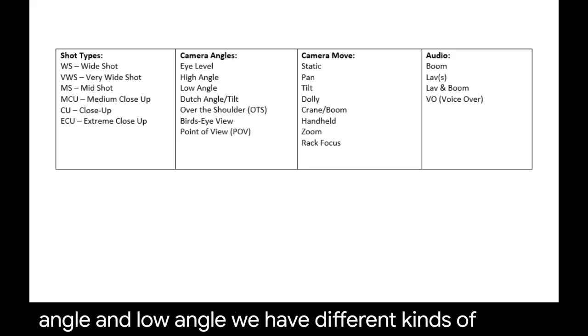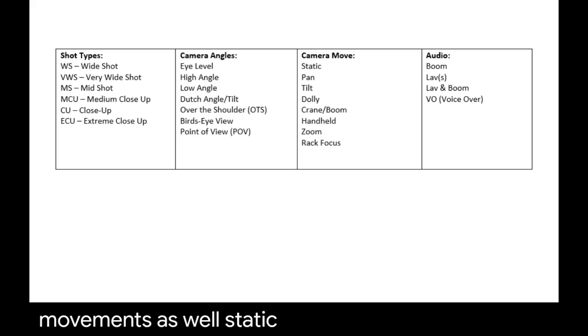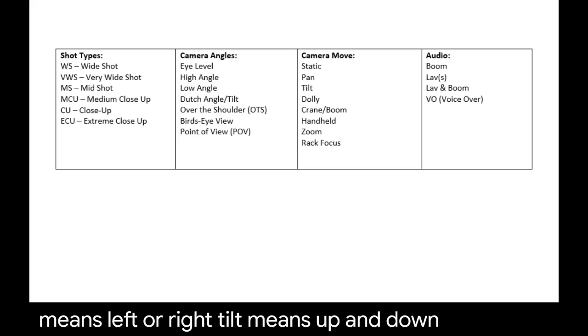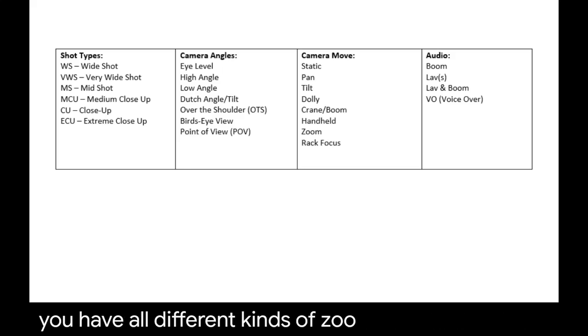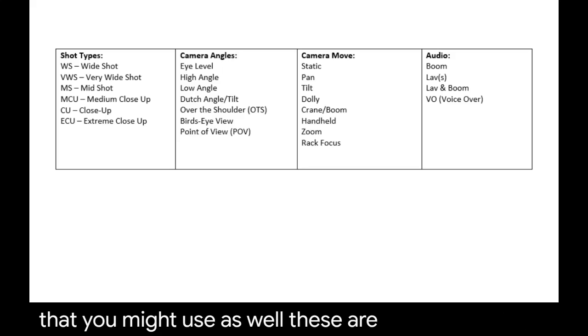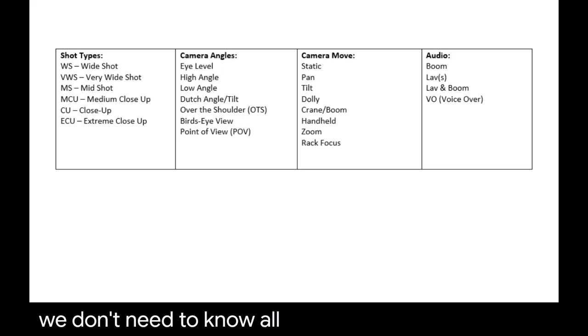We have different kinds of movements as well. Static means no movement, a pan means left or right, tilt means up and down. And then you have all different kinds of zooms or rack focuses that you might use as well. These are all very technical. We don't need to know all of these right now. I'm just showing you the amount of description that's going to go into your shot sheet.